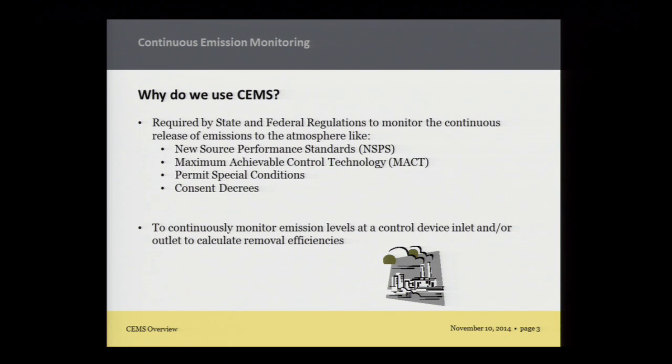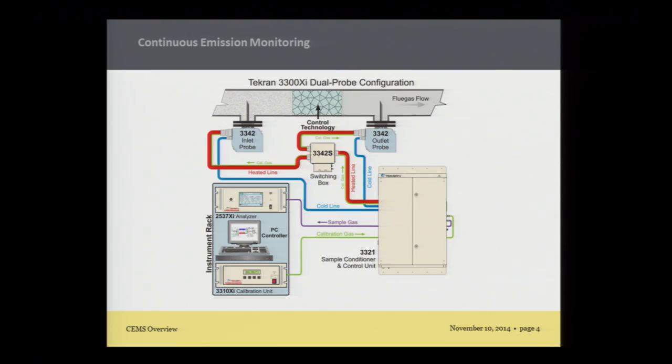And they're to continuously monitor the emission levels of the control device inlet and or outlet to calculate removal efficiencies. That is another reason why we use a CEMS. So maybe on the inlet and outlet of an SCR, something like that, or a wet gas scrubber on a cat cracker.